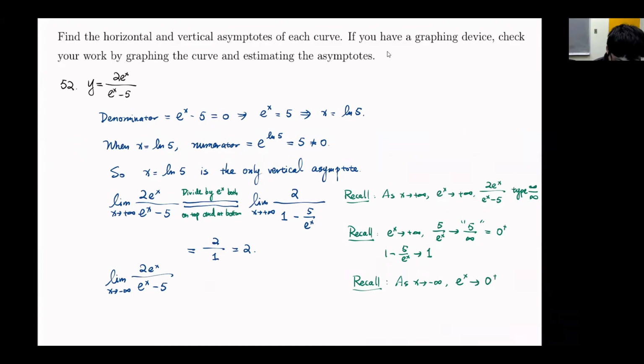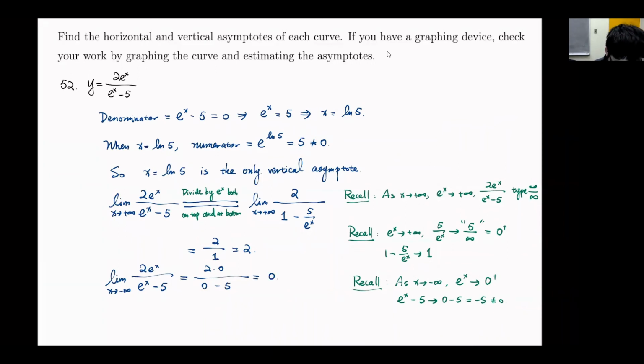Okay, so because e to the x is approaching 0 from above, I can see that the denominator, e to the x minus 5, is approaching 0 minus 5, and this is going to be minus 5. In particular, it's non-zero. So it's precisely because of this that we could use the algebraic laws for the quotients to conclude my limit to be 2 times 0 divided by 0 minus 5. And the answer for this will be 0.